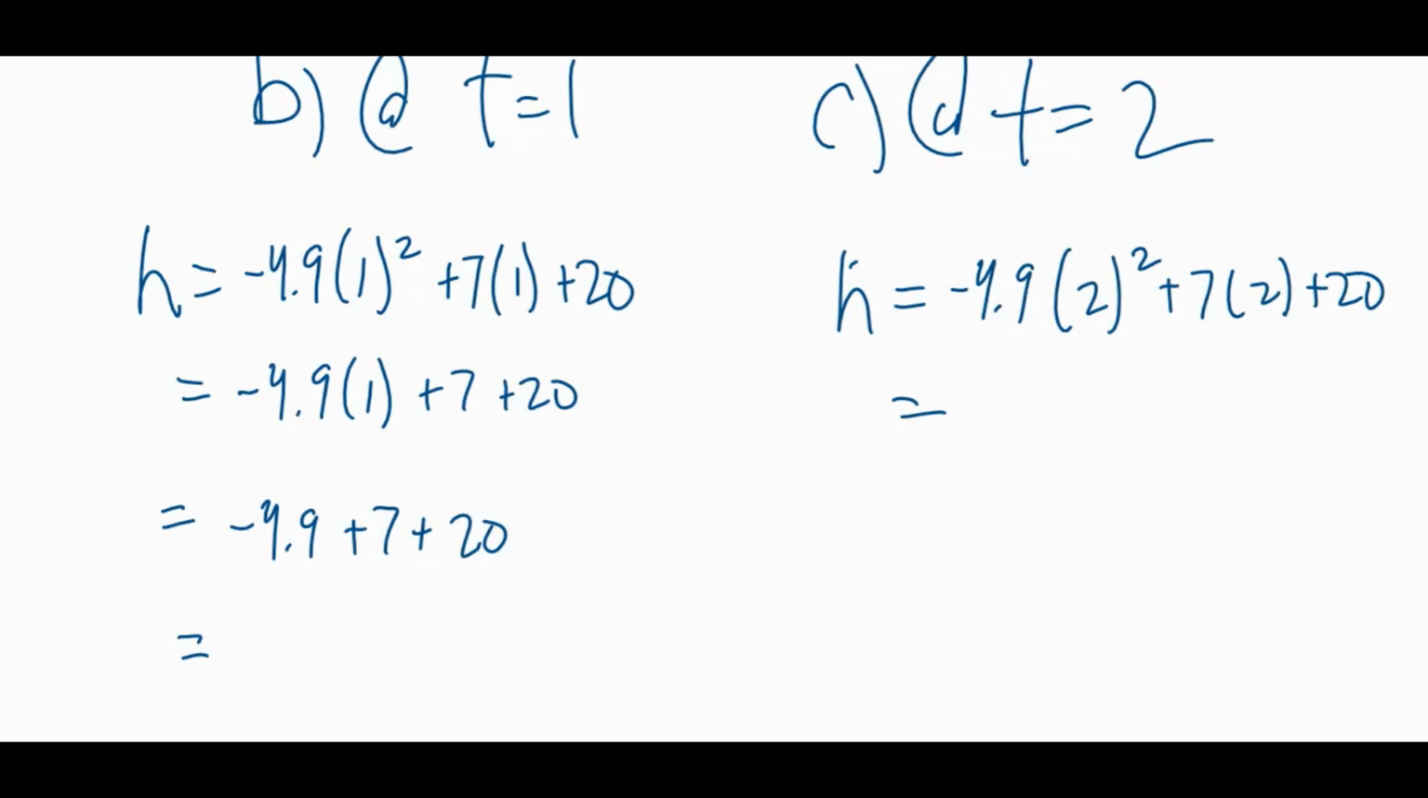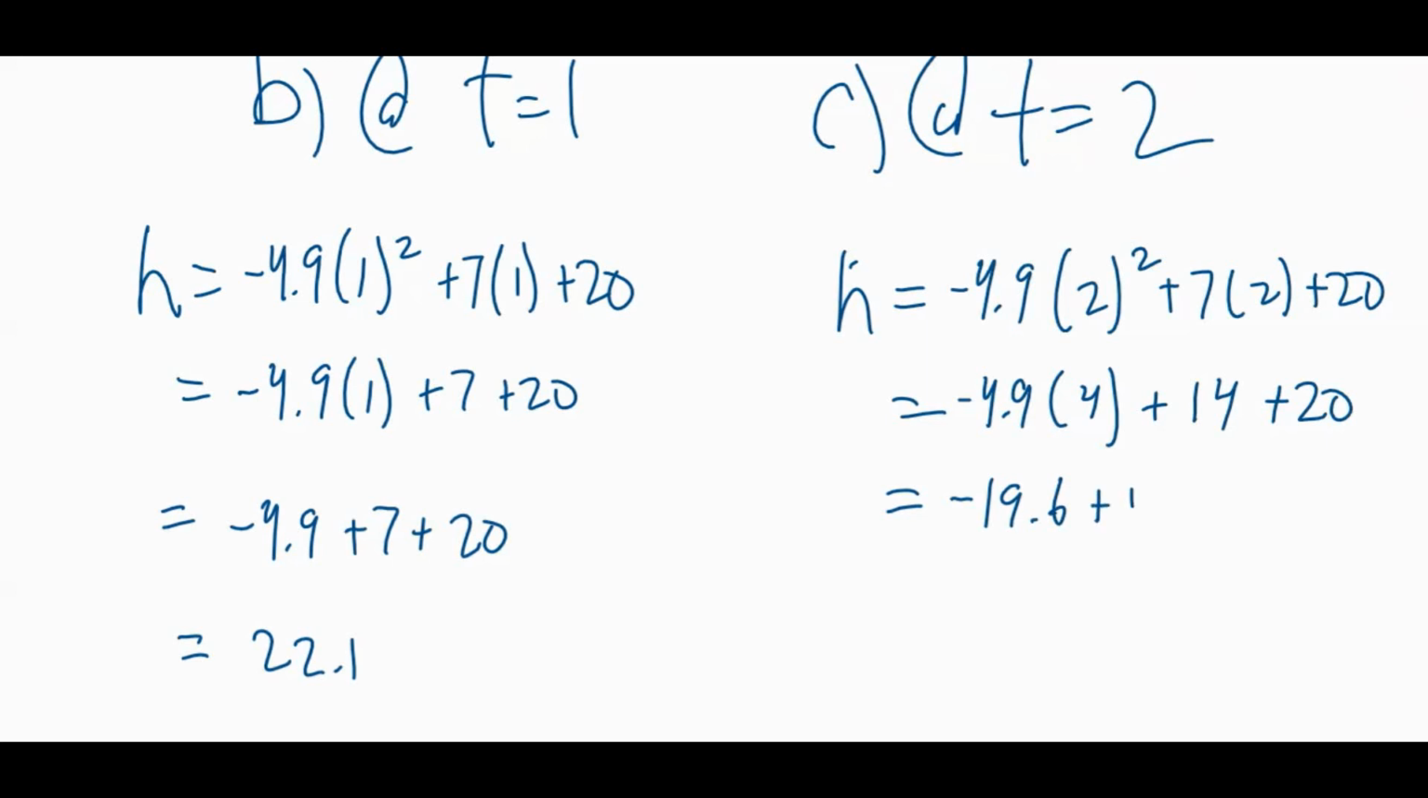And the next one, we're going to cheat and use a calculator. But you could do this part in your head. So 2 squared is 4. 7 times 2 is 14 plus 20. 4.9 times 4, so that's going to be a negative 19.6. And then that part we should be able to do in our head.